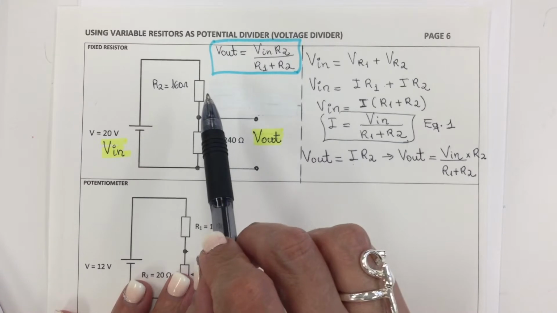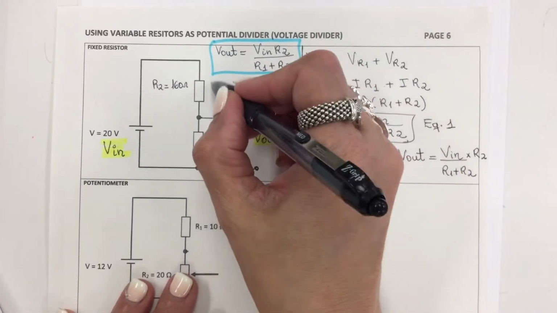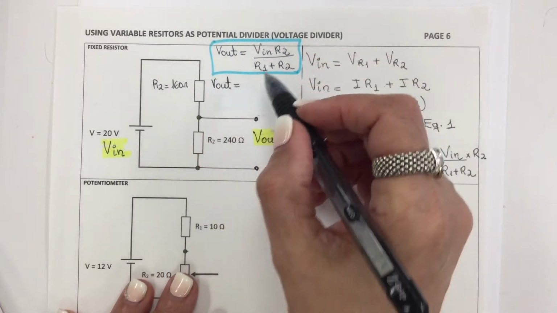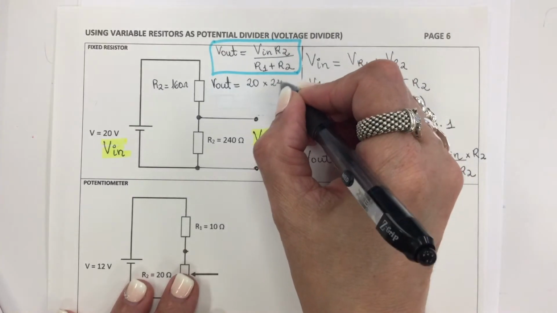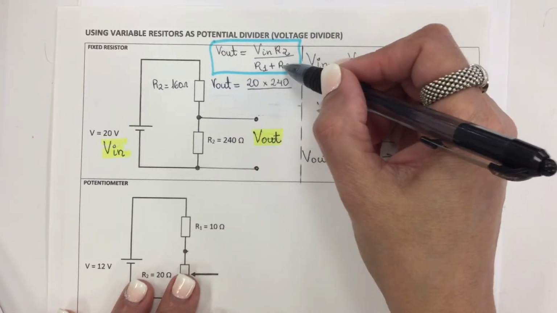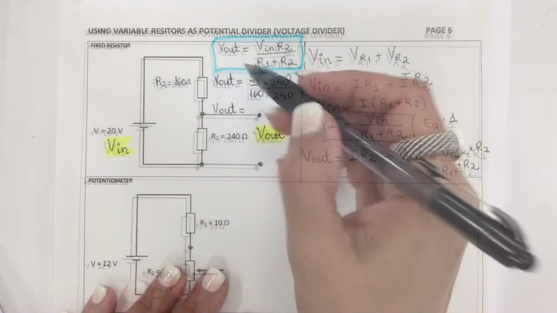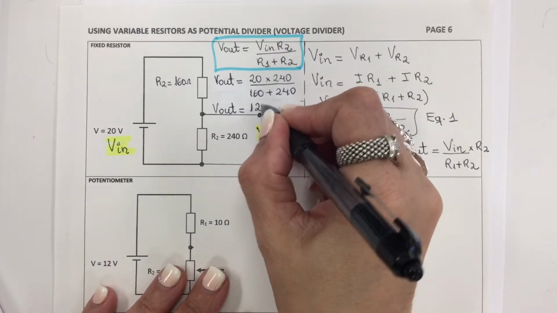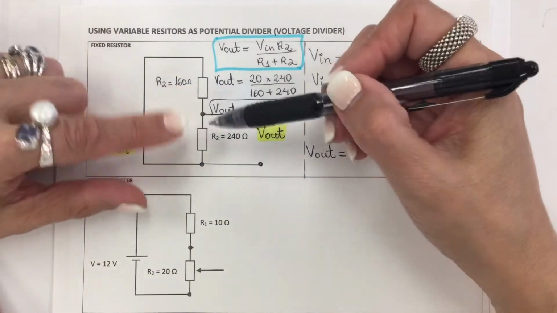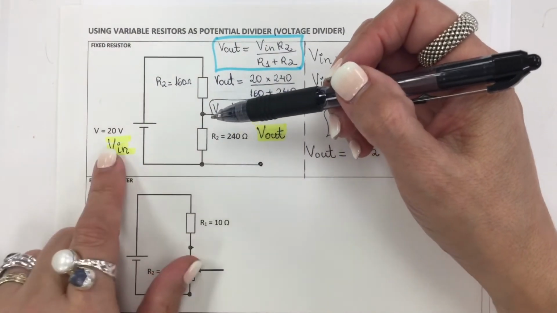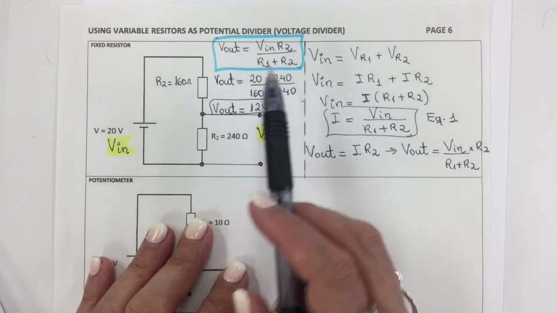Now I move the value of the resistor to the other side, so I'll have this clean space here where I can plug in the numbers. So Vout is Vin, which is 20, times R2, which is this one, 240, over R1 plus R2, in this case 160 plus 240. And this is 12 volts. So after connecting this second resistor with this one here, I reduced the voltage supply from 20 to 12. That's what is called a potential divider.